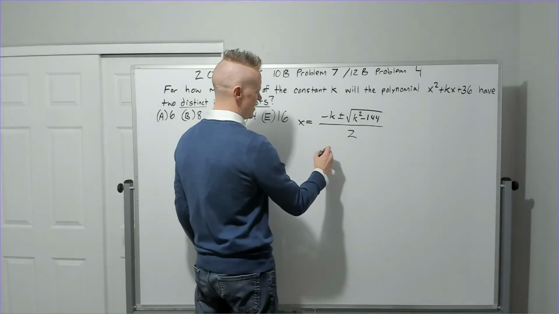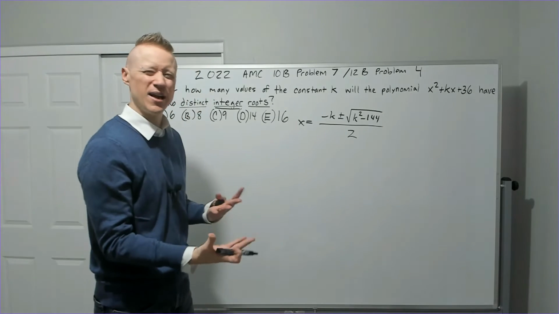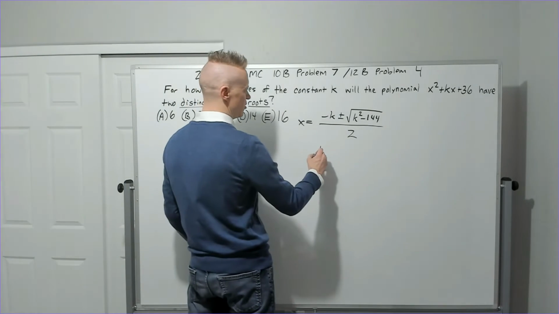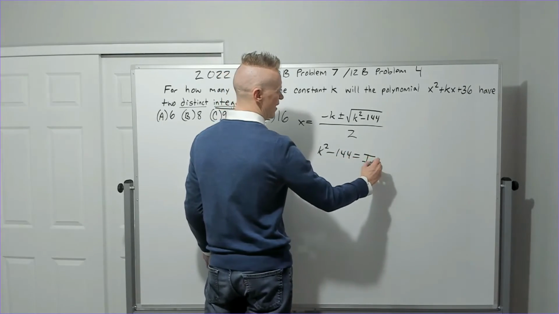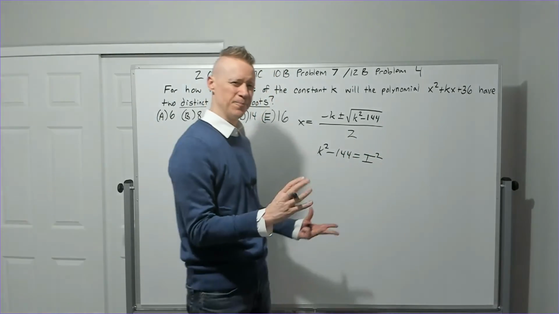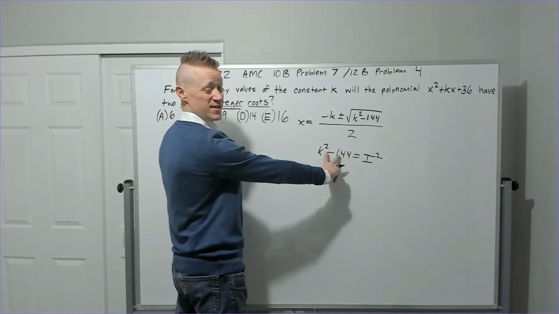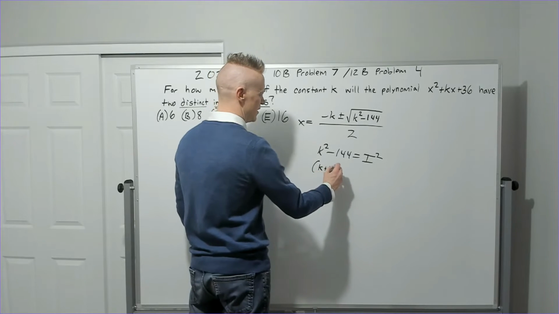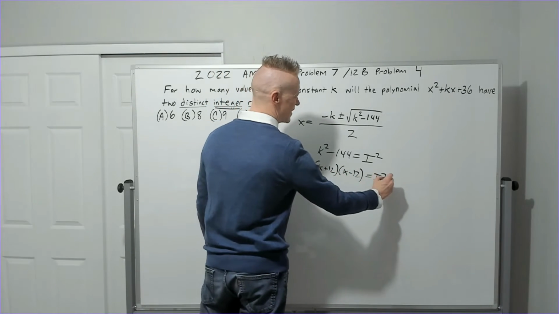So here is kind of the point where you're going to have to think about how you're going to capitalize on that realization. So if I set k squared minus 144 equal to I squared, I oftentimes, when we're talking about integers, I'll put a capital I. Now, when I first solved, the first thing I did was, well, this is a difference of squares, k plus 12, k minus 12. And then I started thinking about what k could be.